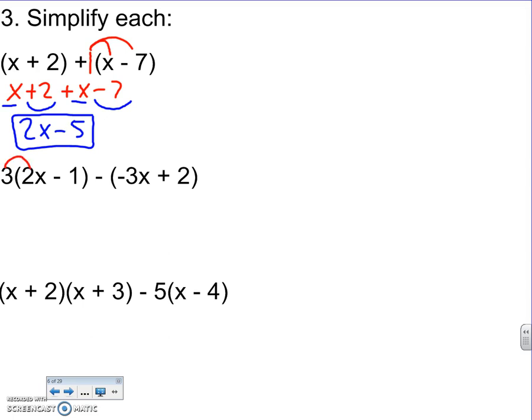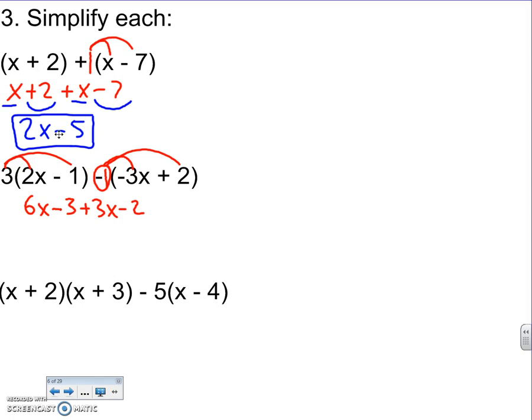I have to distribute 3. When I do that, I get 3 times 2x is 6x, 3 times negative 1 is negative 3. The second parentheses also matters because it's a negative 1. When there's a negative sign, negative number or both, you have to distribute it. That gives me a positive 3x minus 2.